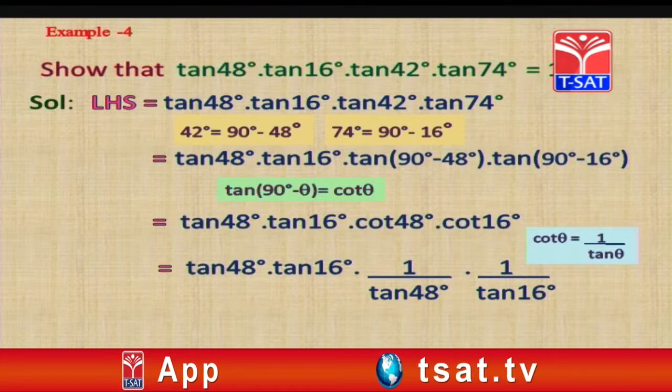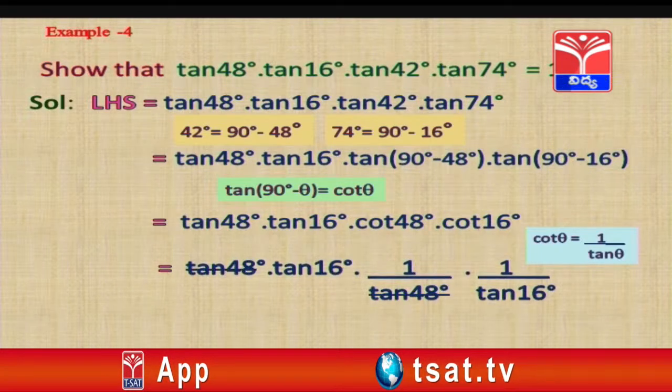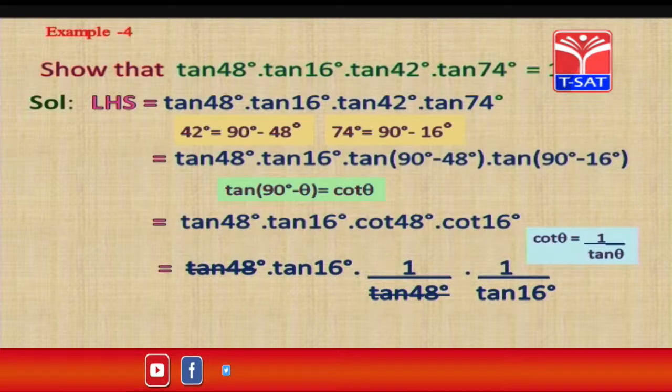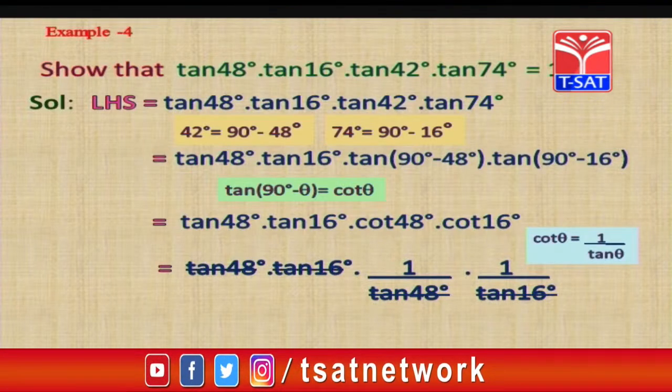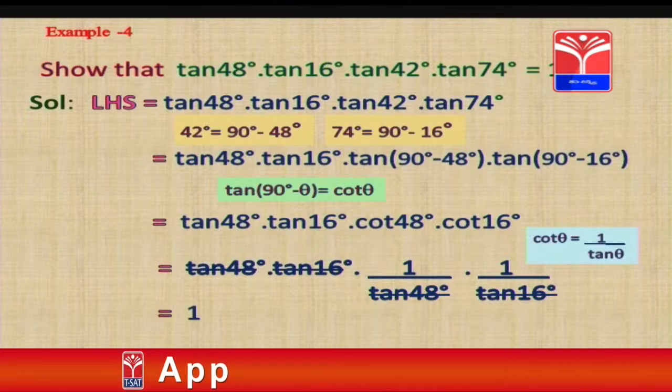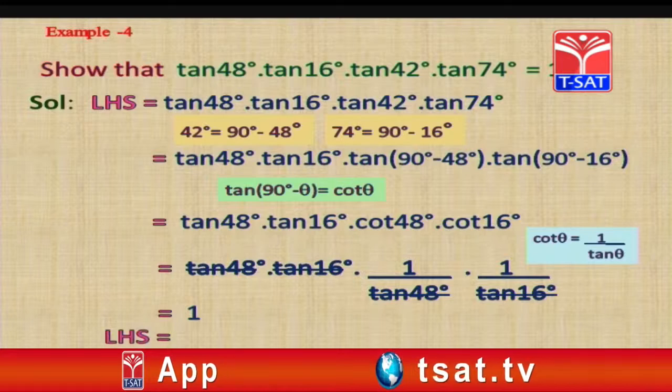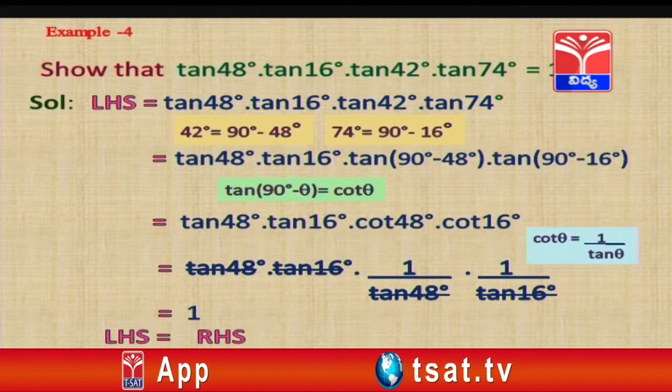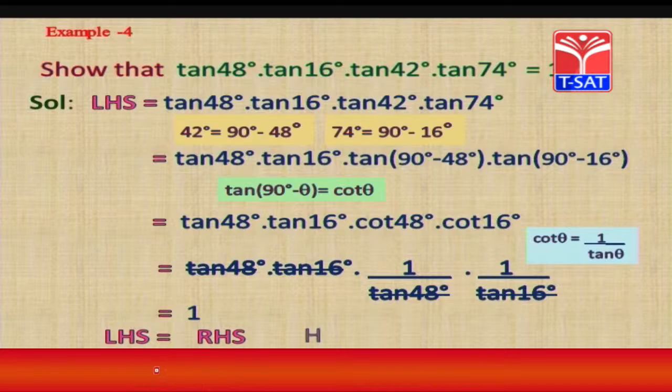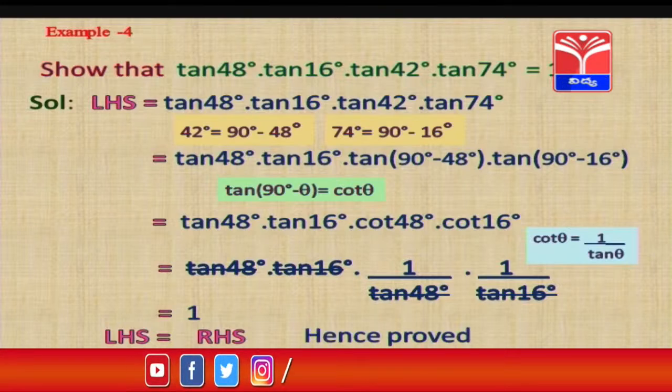Is there any chance for cancellation here? Yes, I can cancel tan 48 degrees up and down, that means both in the numerator and in the denominator. Similarly, I can cancel tan 16 degrees also. So, what are you left with? The answer is 1, that is nothing but RHS. So, you can say LHS is equal to RHS, hence proved. So, with this we will continue with one more example, children.